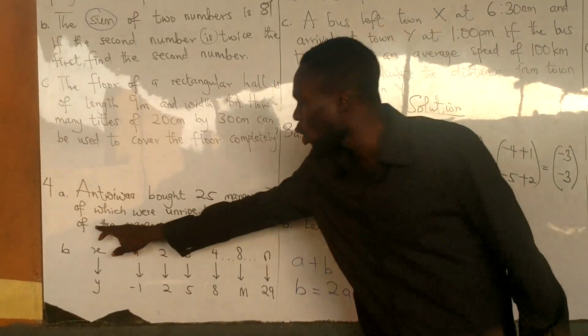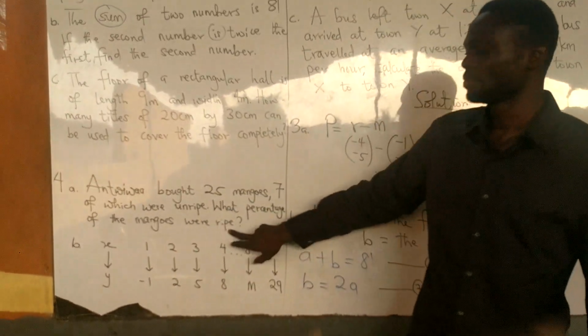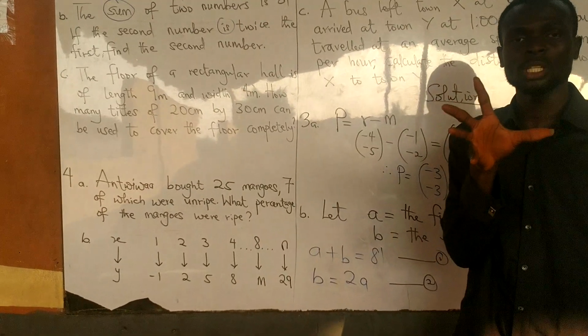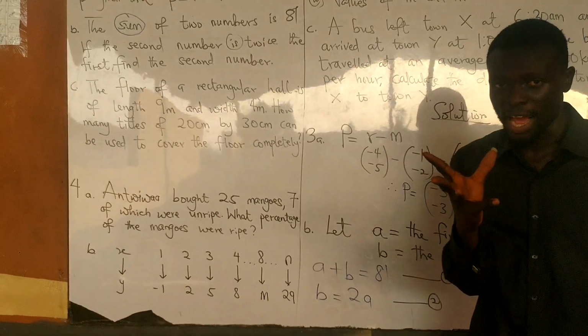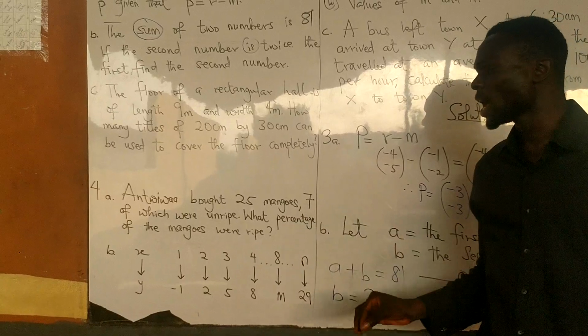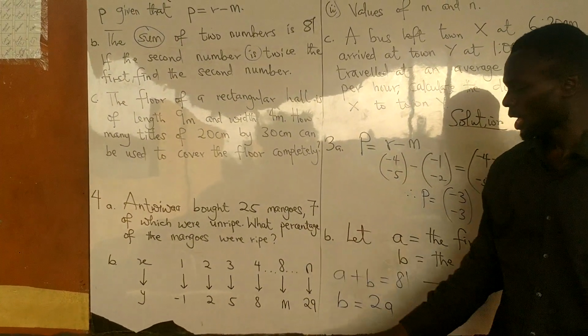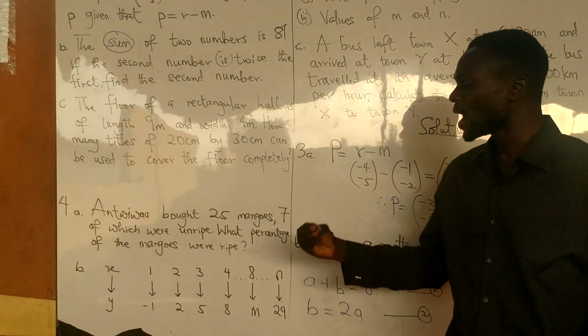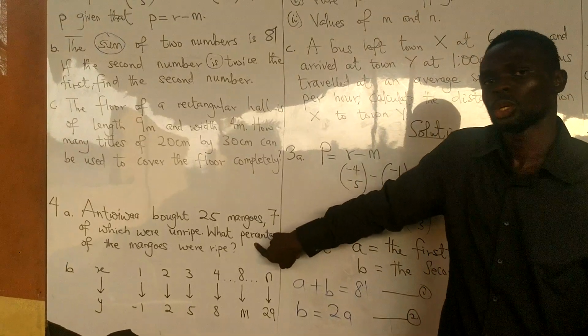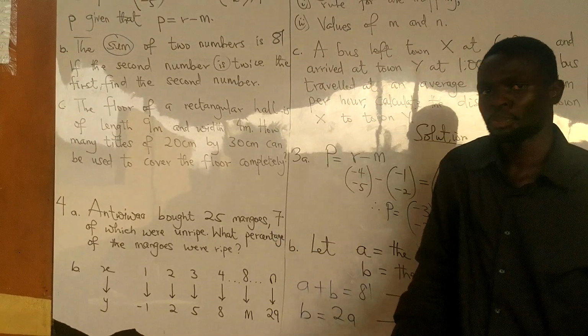What percentage of the mangoes were ripe? So how many mangoes did she buy? She bought 25. 7 were unripe. And you have been asked to find the percentage of the ones that are ripe.